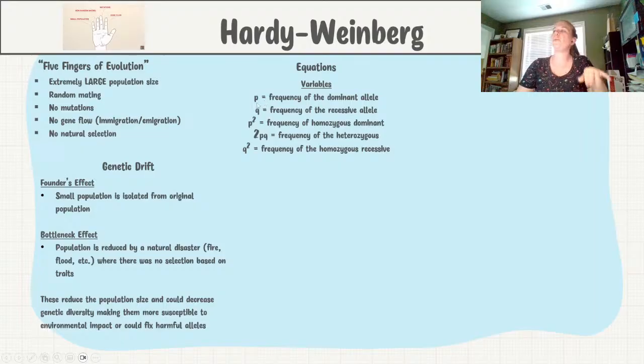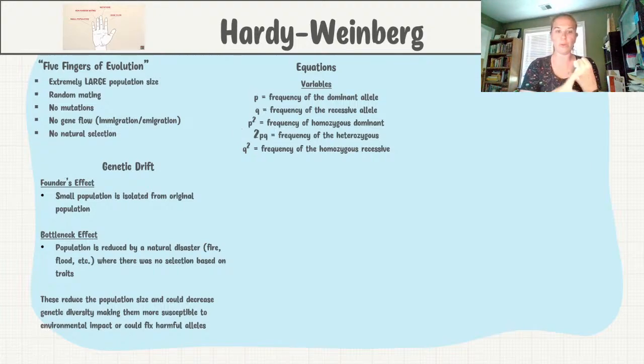Okay. So P, notice I only have one of these. That has to do with the dominant allele. One allele is one letter. Q is the frequency of my recessive allele. Again, one allele is one letter. P squared: if I have 2 P's, and we said P was our dominant allele, so if I have 2 dominant alleles, that would be my homozygous dominant. So P squared, and notice that there's a 2 here, which symbolizes that there are 2 alleles, right?